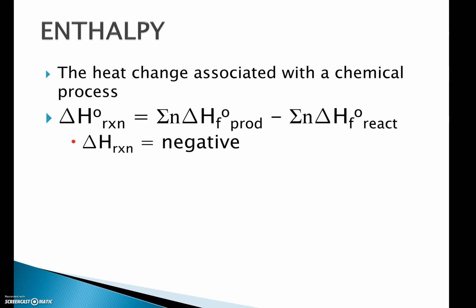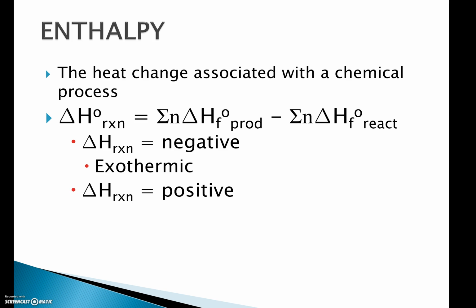Remember that if the delta H of reaction is a negative value, it tells us that a process is an exothermic process. So energy is being released. Our products will have less energy than our reactants had. And if our delta H of reaction is a positive value, we're looking at a process that's an endothermic process, which means that energy is being added into the particular process, so our products will have more energy than our reactants had.